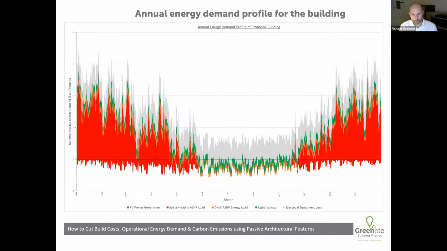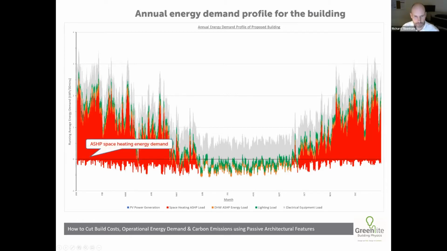So if we take a look at the annual energy demand profile for the building, we have months, January to December, across the bottom of the chart. And up the side, we have the running average energy demand. That's in terms of kilowatt hours. It's quantified every 30 minutes. So I've built up the model, I've broken it down, and I've looked at what the energy demand is every 30 minutes. I've taken an average of that data.